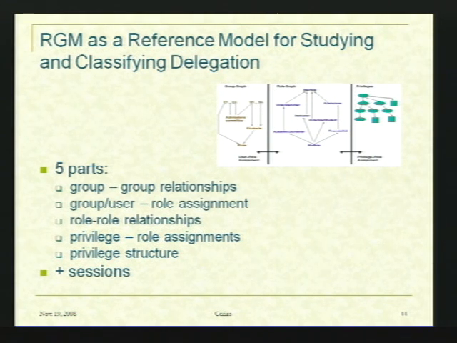So the original role graph model has 5 main pieces to it. Starting from the left, we have the relationships in the group graph, which I didn't actually explain, but the edges there mean that the group at the tail of the edge is a proper subset of the group at the head of the edge. Group user role assignment, we have the role relationships in the role graph. We have privilege role assignments, and we have the privilege structure. And then we have sessions, which we didn't originally think about. So really 6 things to look at.